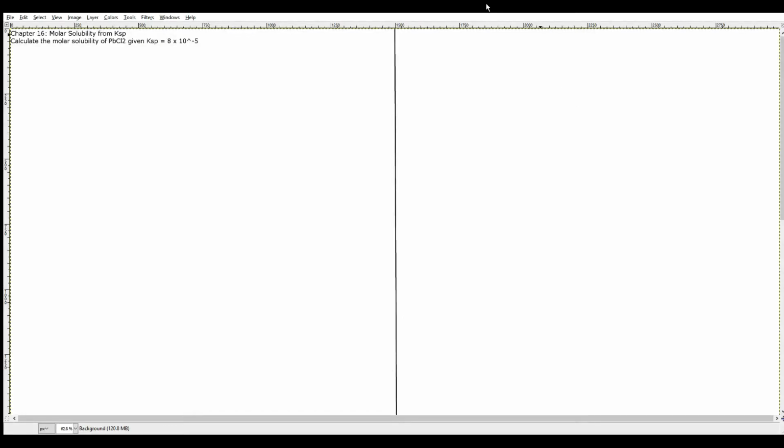Chapter 16, Molar Solubility from KSP. Calculate the molar solubility of lead chloride given a KSP of 8 times 10 to the negative 5. So remember, KSP stands for solubility product constant, and we can use it to figure out the concentration of everything at equilibrium when the solution is saturated. So step 1, identify the major species.